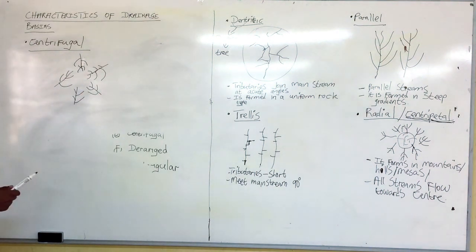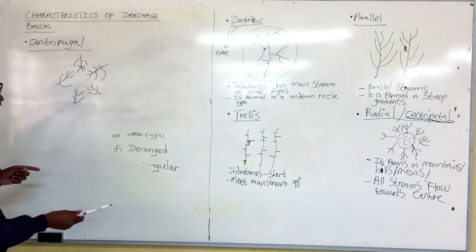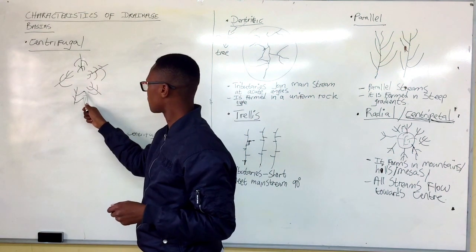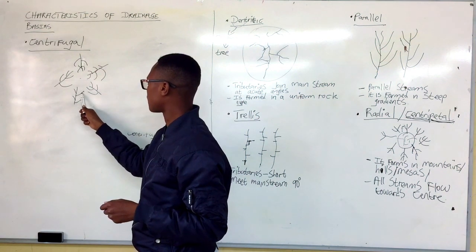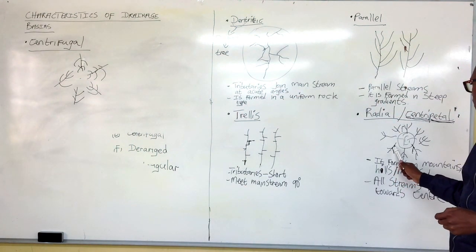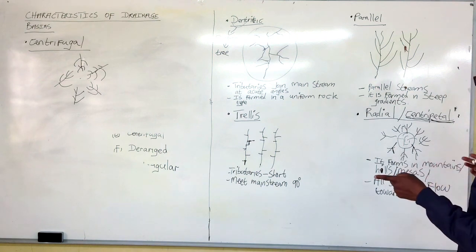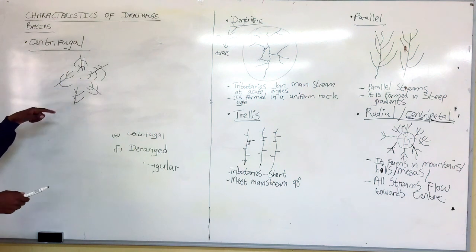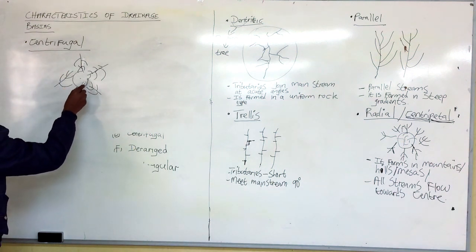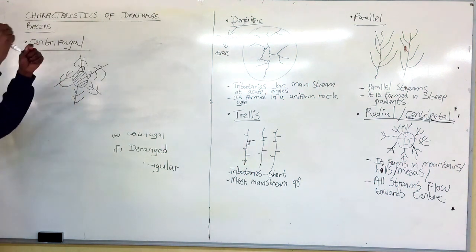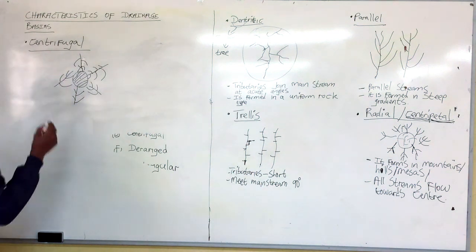You have to notice that this pattern, centrifugal, is different from this one, because in this one you can see the tributaries point away from the center, but in the other one the tributaries point toward the center. That's the difference, because here the water of the river is flowing away from the center. Maybe here we have a mountain. This mountain is very high. So when it's high, the streams start to flow downward away from that mountain. So that is our centrifugal.